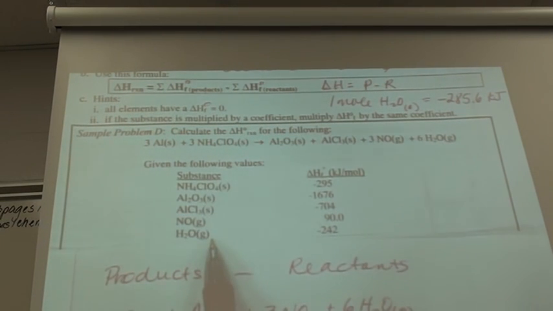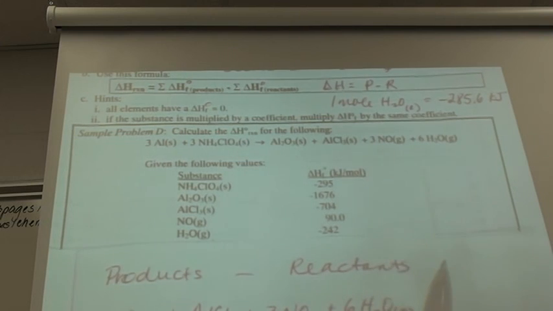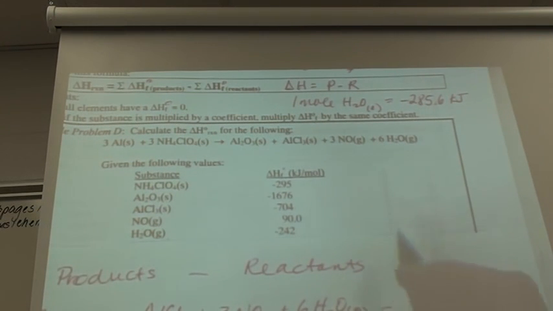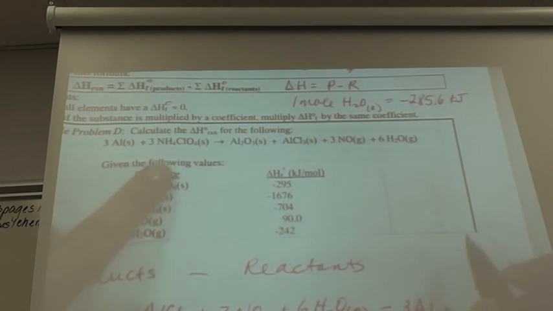Somebody has to give you these values. Nobody expects you to memorize them. Now, that was just the products minus the reactants. 3 aluminums plus, name this for bonus points.